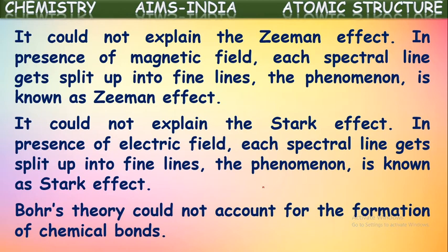One more drawback is Bohr's theory could not account for the formation of chemical bonds. That means he could not explain why elements participate in chemical bond formation, why the elements form different compounds, and why some elements do not participate. How these elements participate in chemical bond formation was not explained by Niels Bohr. So he could not account for the formation of chemical bonds. Okay. These are the major drawbacks in Bohr's model of the atom.